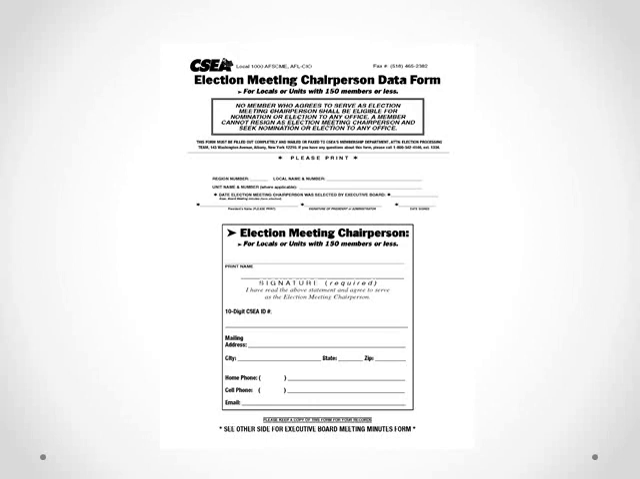If you are an election meeting chairperson, you will have signed this form, the Election Meeting Chairperson Data Form. I mention this form because by signing it, you have agreed that you are not eligible to run for office in the local or unit for which you are acting as the election meeting chair. You cannot resign as chair and run for office. However, to be clear, if you're serving on the election committee for a unit, you may run for local office and vice versa.